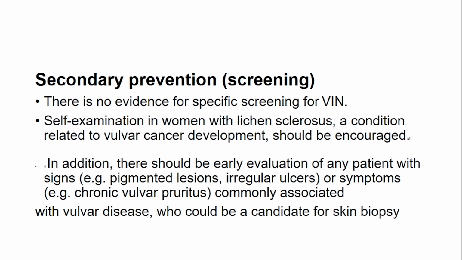So these vaccinations are important. Secondary prevention: there's no evidence for specific screening. Self-examination in women with lichen sclerosus, a condition related to vulvar cancer development, should be encouraged. In addition, there should be early evaluation of any patient with signs such as pigmented lesions, irregular ulcers, or chronic vulvar pruritus, commonly associated with this vulvar disease. They should then decide on who to have skin biopsy.